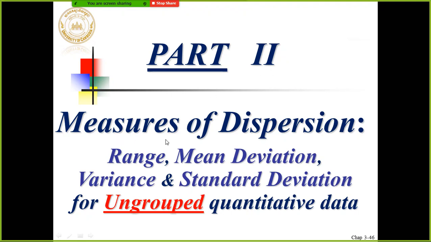Part 2, measures of dispersion, data dispersion. In order to understand data dispersion, we will use some techniques, for example range, mean deviation, variance, and standard deviation. It's the same as part 1. We use 2 types of data set, grouped data and ungrouped data. First we will look at how to find range, mean deviation, variance, and standard deviation from ungrouped quantitative data.